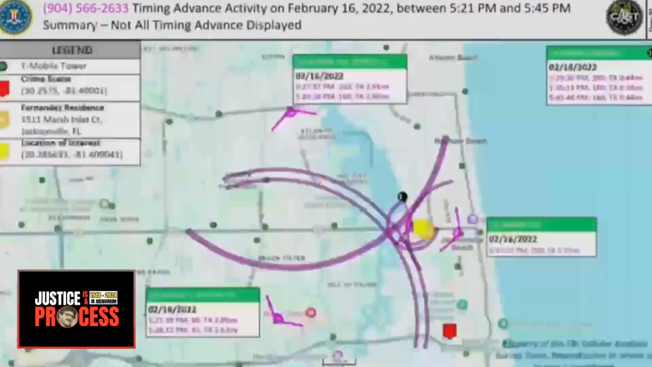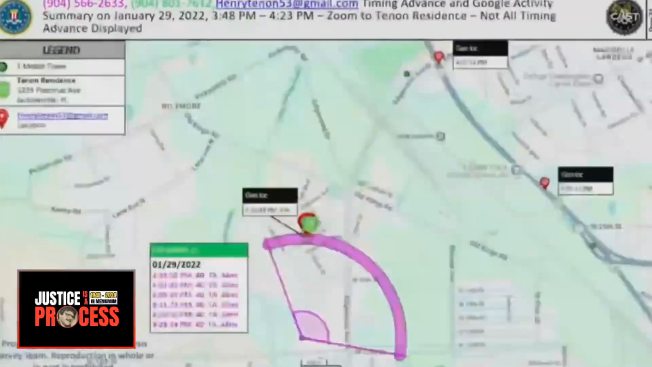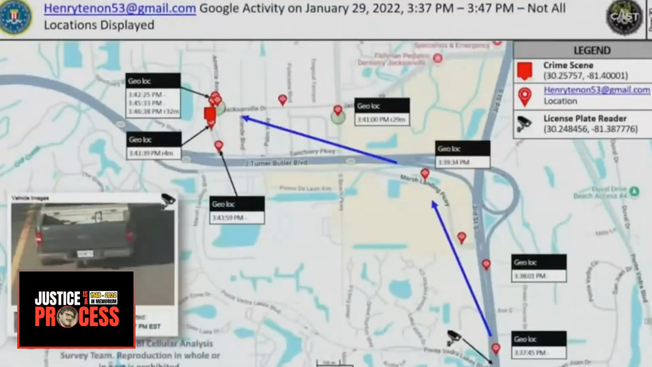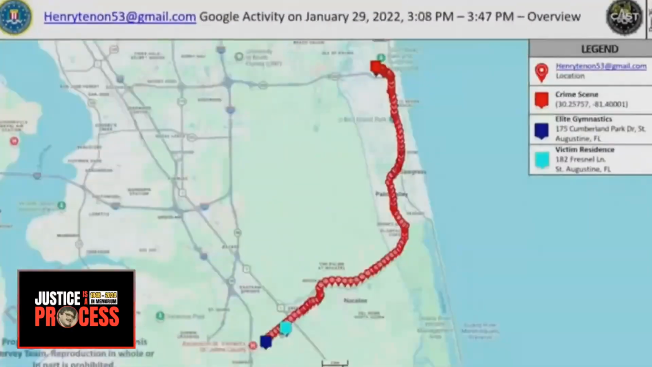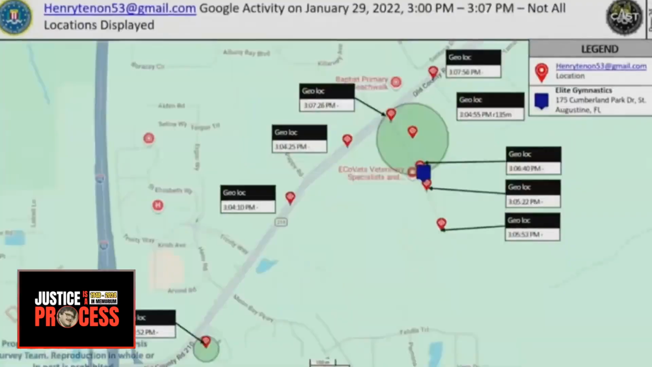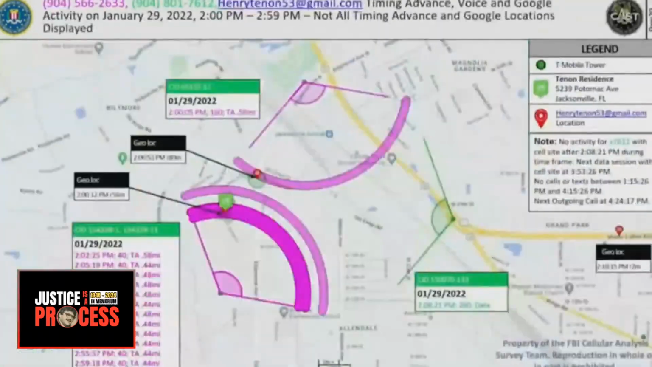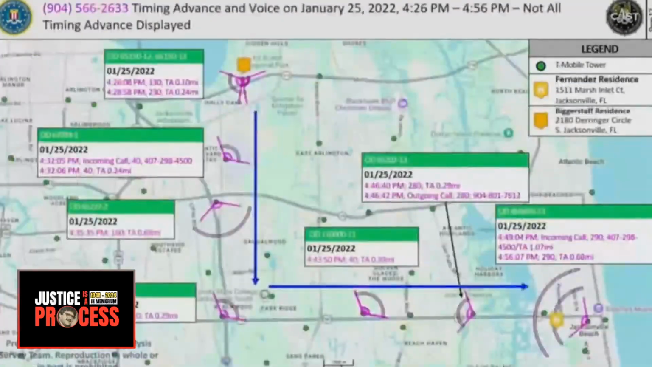Particularly because on other slides, Mr. Tenon's phone number and Gmail seem to be able to record data in the path of travel, at least part of it, that we know that he probably took that night. Yes, ma'am. The 29th.